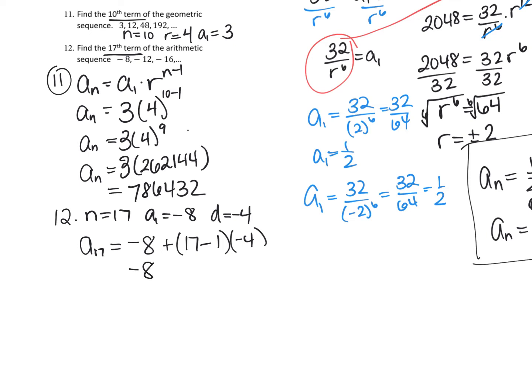I see a lot of you writing stuff on your papers and you forget the plus sign. So negative 8 plus 16 times negative 4 is negative 64. So negative 72 is my A17.